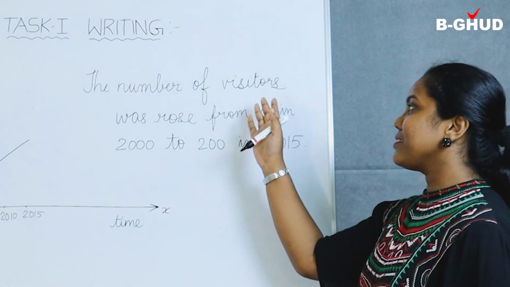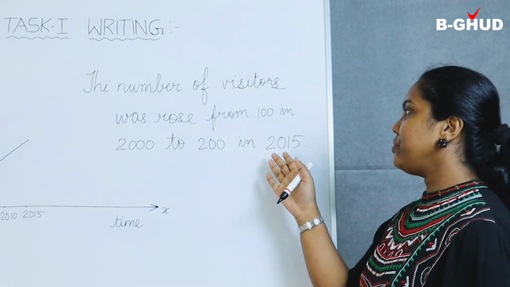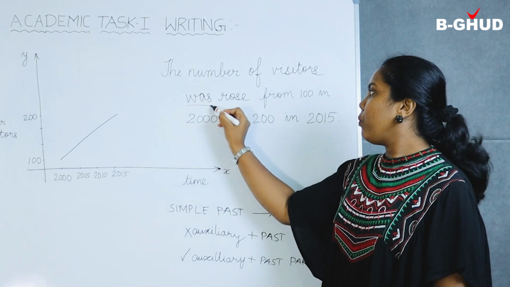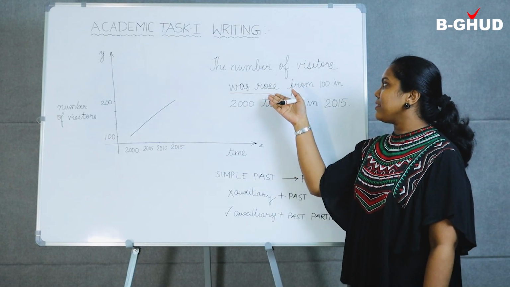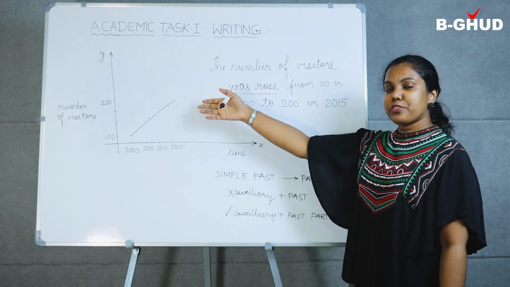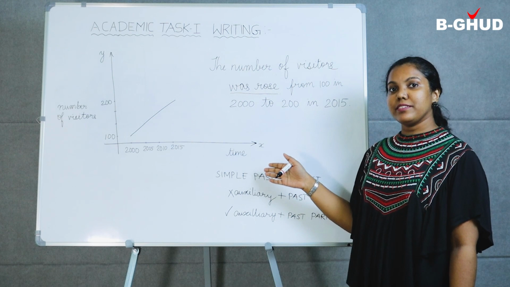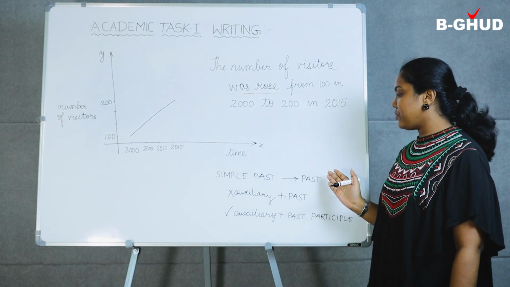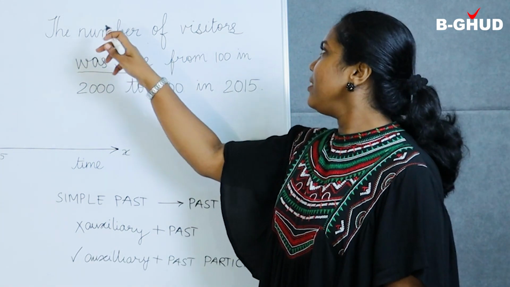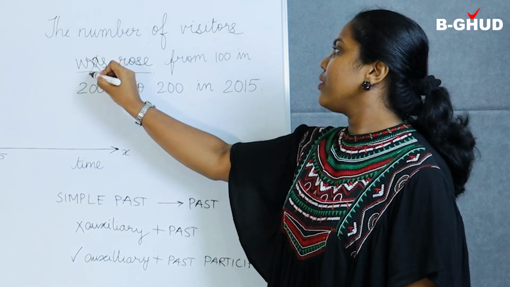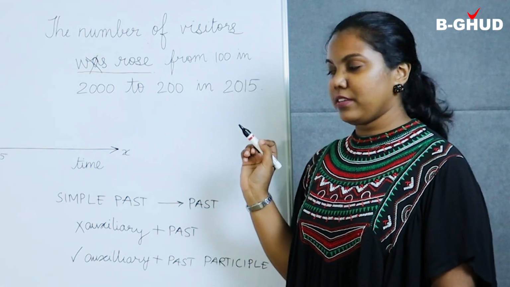The number of visitors rose from 100 in 2000 to 200 in 2015. Rose. What's wrong with this? Let's see. You are supposed to describe this graph in simple past, and while writing a sentence in simple past, you're supposed to write the past form of the verb alone. And so we have the number of visitors rose from 100 in 2000 to 200 in 2015.